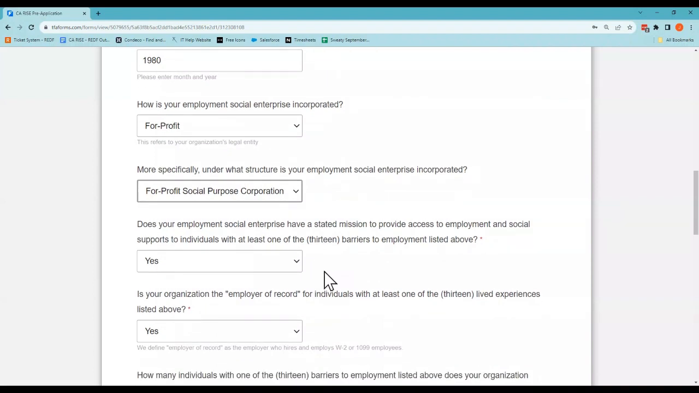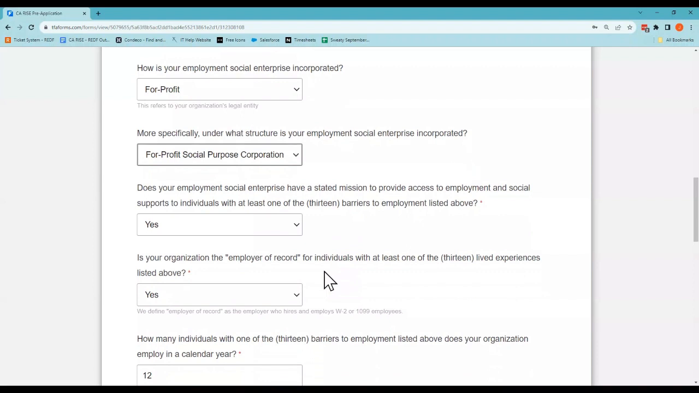Being the employer of record means an employment social enterprise that hires and employs W-2 or 1099 employees. Supportive services and assistance overcoming barriers can be done at the employment social enterprise or through formal partnership. These are services outside of the traditional work environment. We have provided examples under the question. This is not an exhaustive list, but should give a good idea of the types of services we are intending to reflect in a yes answer to this question.